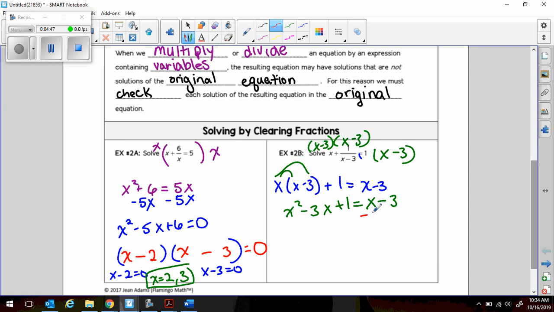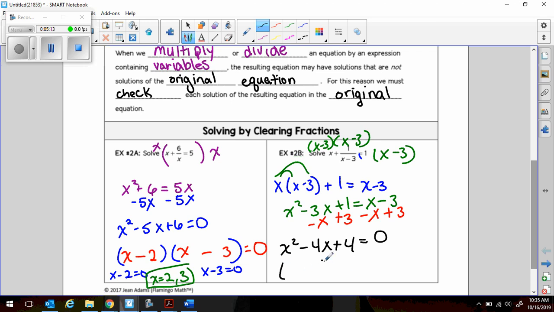So I'm going to subtract the x, and I'm going to put it underneath the term that I can actually subtract it from. These are like terms. And I'm going to add the 3 to move it over, change your sign, put it underneath the 1 because those are the ones we can actually combine. So we have x squared, I'm left with x squared, minus 4x, 1 plus 3 is plus 4, equals 0. And now I can factor this.